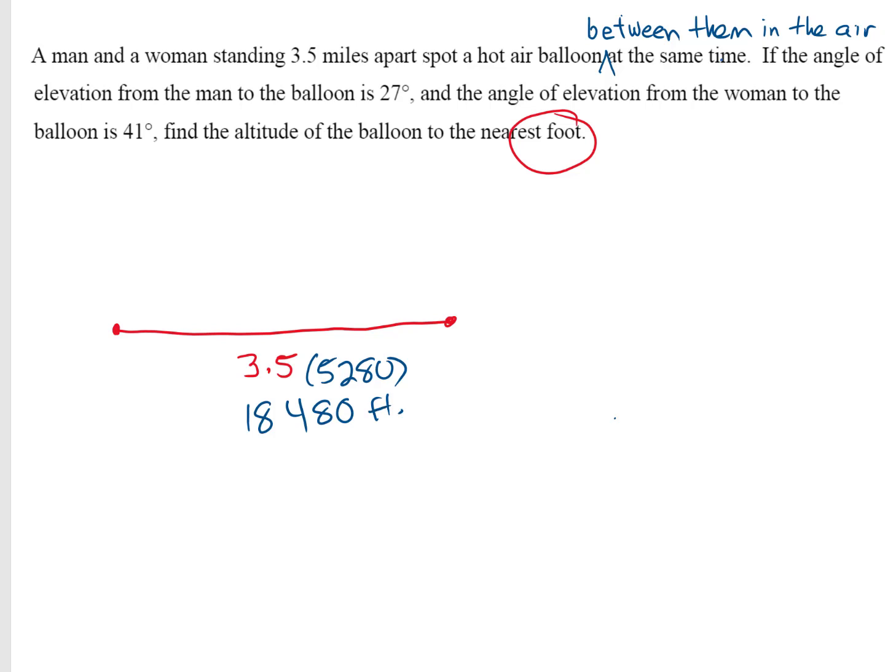Okay, the angle of elevation from the man to the balloon is 27 degrees. From the woman to the balloon is 41 degrees. So we want to find the height of this balloon. And height's always measured off the perpendicular there. As we look to see what we have here to get at the h, first of all, I see that if I could find this side over here, x, it's the hypotenuse of a right triangle, and then I would be able to get at the h. So we need to take 2 steps to get at that height.